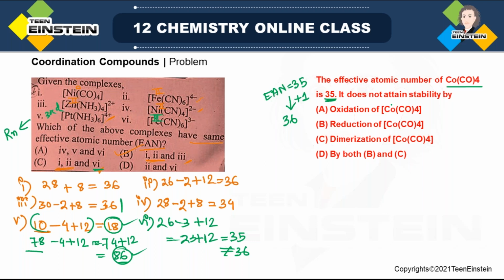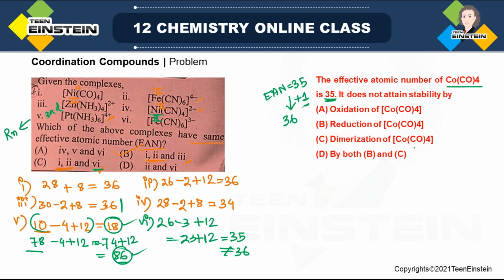Then reduction of this cobalt tetracarbonyl. Now this is possible. Why is it possible? Because reduction means acceptance of electron. And if you want to move from 35 to 36, you have to accept one more electron. So this is possible.